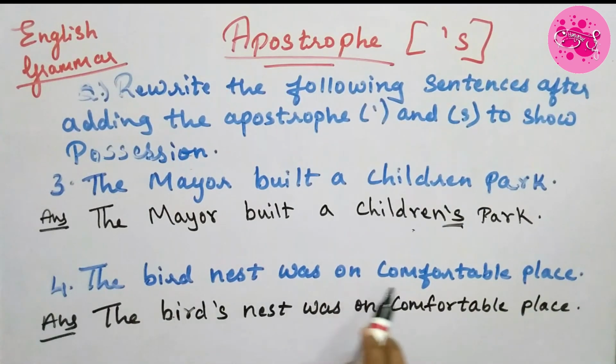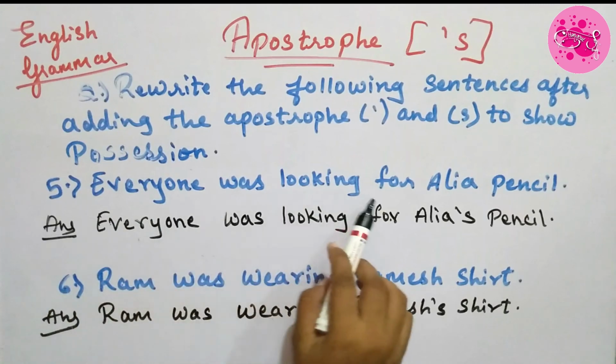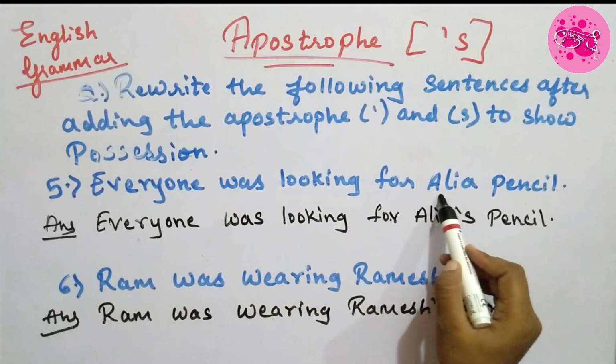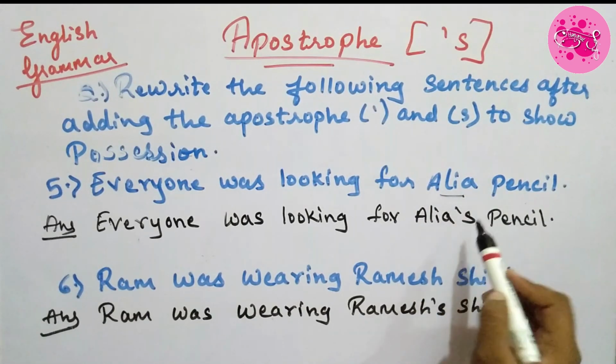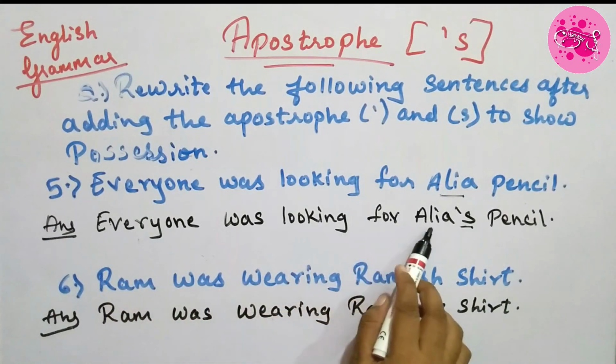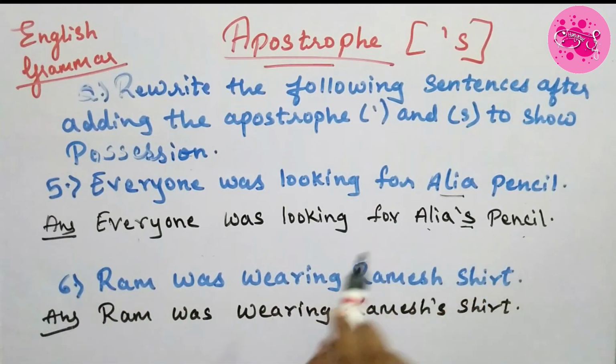Next is, the bird nest was on the comfortable place. Here also bird is in singular form. So we have to add apostrophe s. So the answer will be, the bird's nest was on the comfortable place. Next is, everyone was looking for Alia pencil. Now here Alia is a singular noun. So we have to add apostrophe s. So the answer will be, everyone was looking for Alia's pencil.